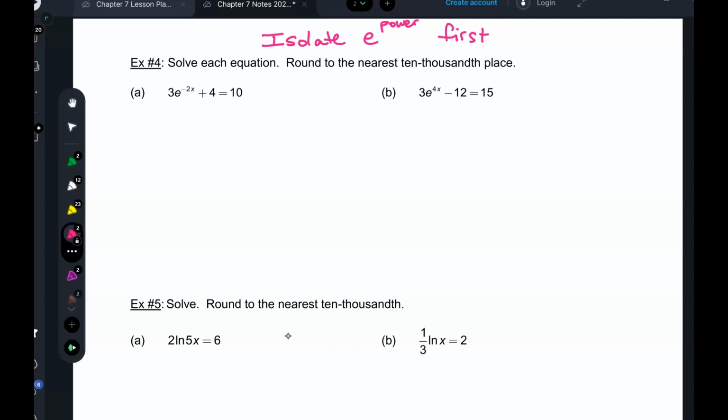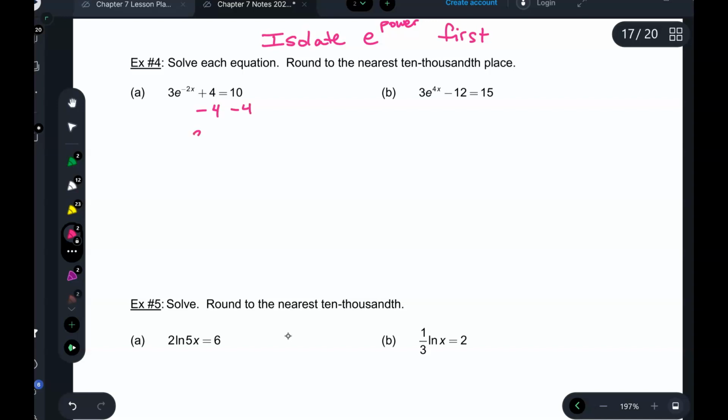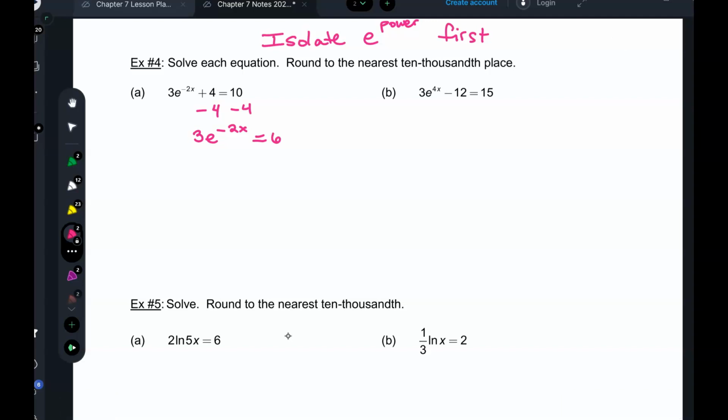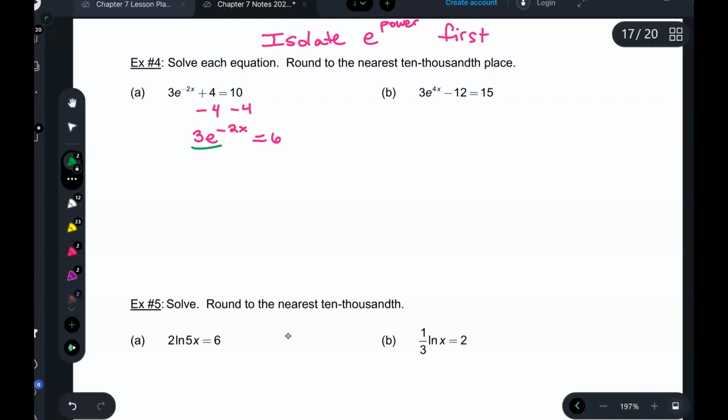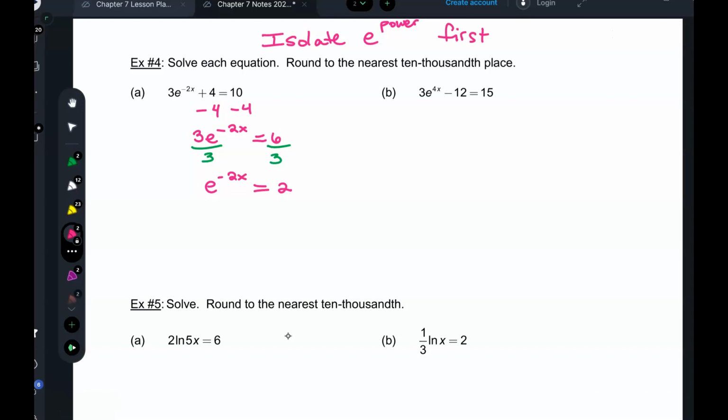Treat this whole thing like a variable. So if that was like 3x plus 4 equals 10, what would we do first? Subtract 4 from both sides. So we have 3e to the negative 2x equals 6. Now what do we need to get rid of next? The coefficient. So I'm going to divide by 3. So we get e to the negative 2x equals 2.